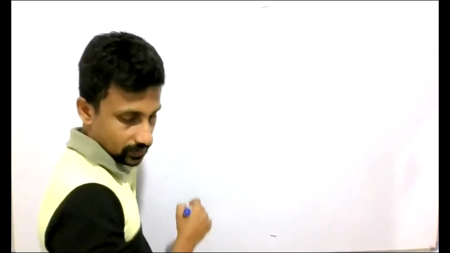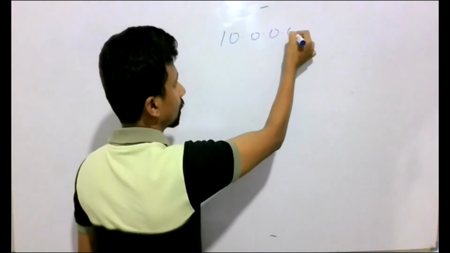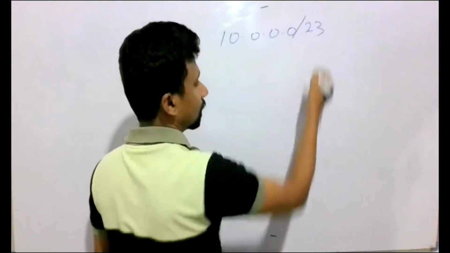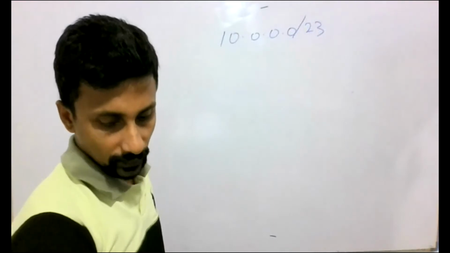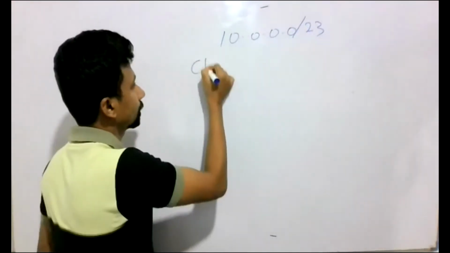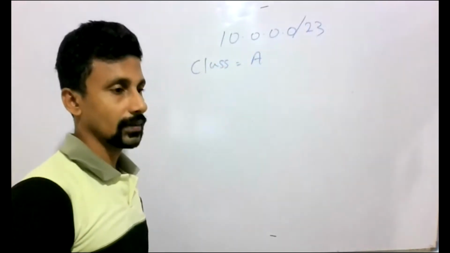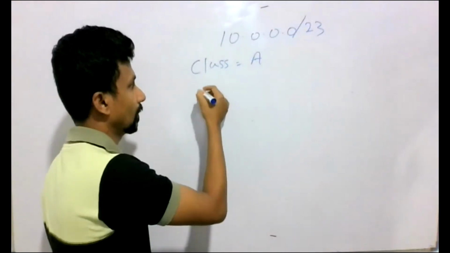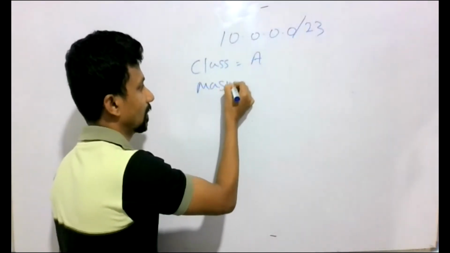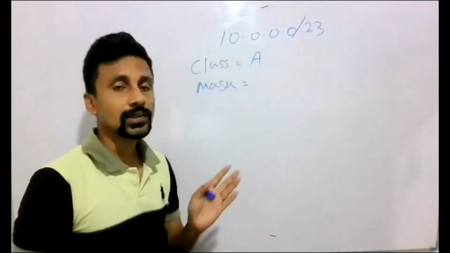The address is 10.0.0.0/23, right? So here again class is A. Then mask, network mask, subnet mask. You have to put ones for 23 bits you have to put.